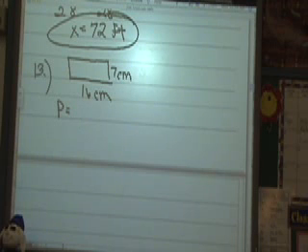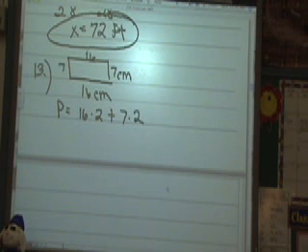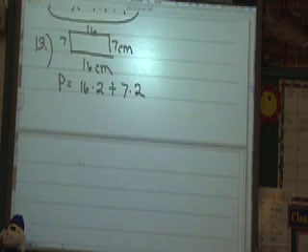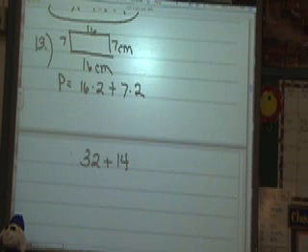How do I find the distance around this? If you walked around this, how would you find all the way around it? 16 times 2 plus 7 times 2, because there are two 16s and two 7s. All right, what's 16 times 2? 32. What's 7 times 2? 14. Add those up, what do you get? 46. 46 is the perimeter.